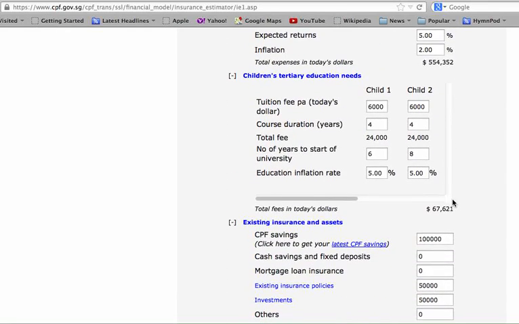Next, we look at children's tertiary education needs. It is assumed that there are 2 children, and the tuition fee is $6,000 per annum, and the course duration is 4 years. One child is going to start university education in 6 years, and the other child is going to start in 8 years' time. Also, the education inflation rate is given at 5% on the CPF website. Thus, total fees in today's dollars totals to $67,621.